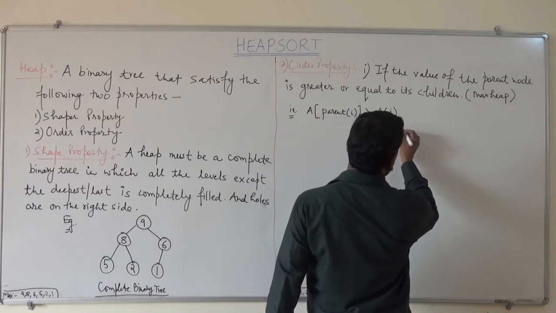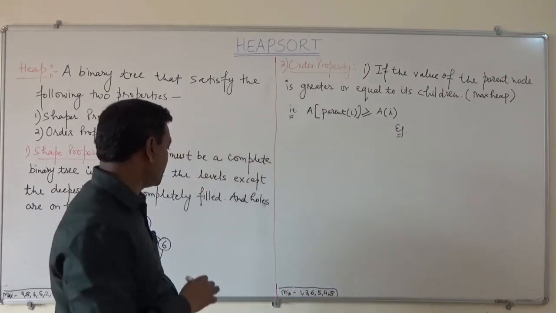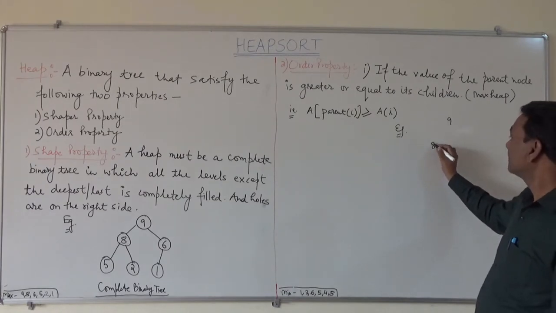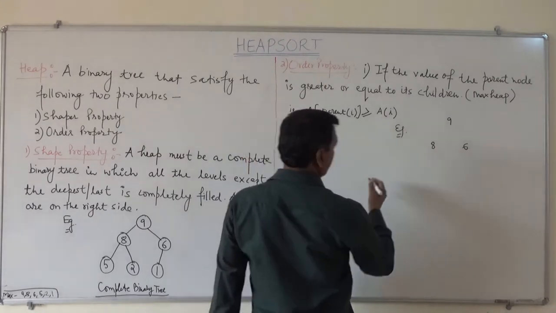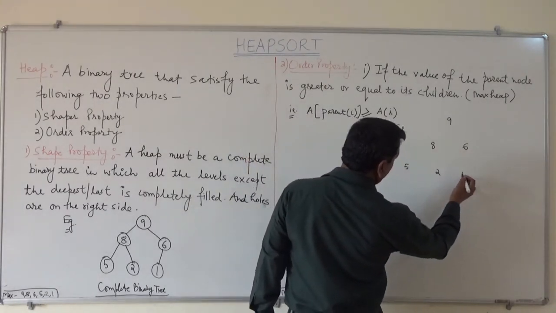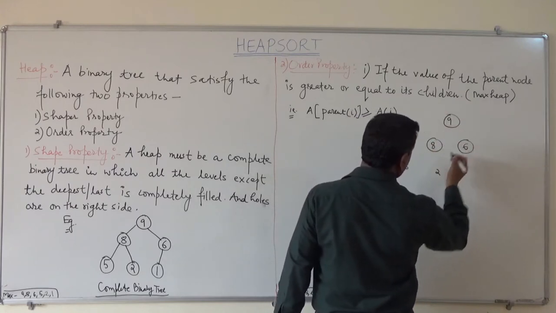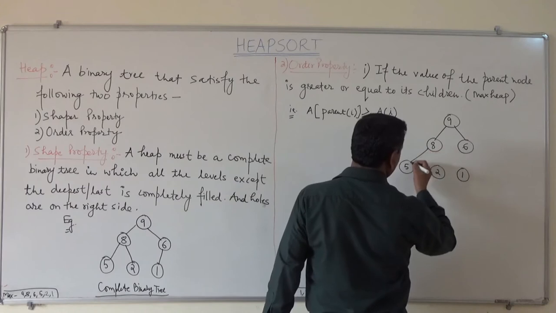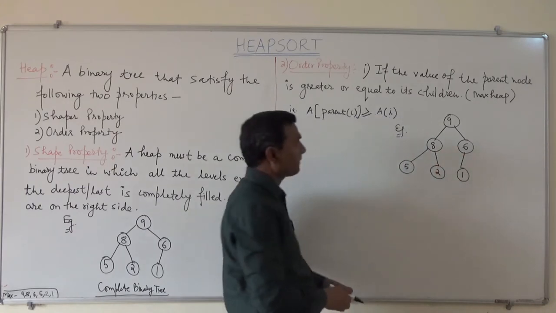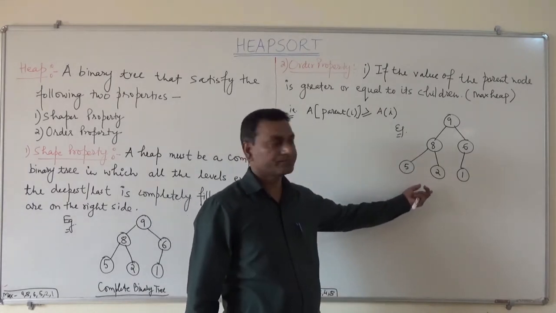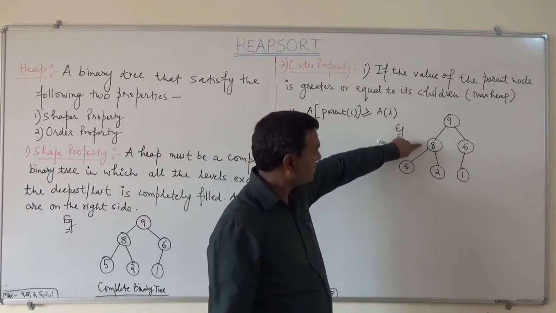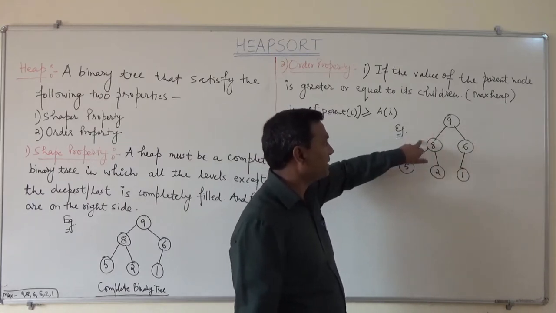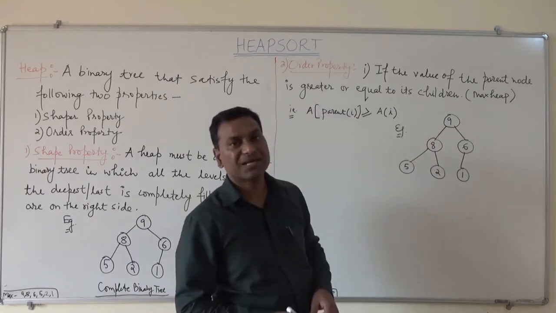For example, we can consider the same example and take 9, 8, 6, 5, 2 and 1. Now here we can see that every parent is greater than its children. This parent is greater than its children because it is greater than 5 and 2. 6 is greater than 1. 9 is greater than 8. 9 is greater than 6. So this is the example of the Max heap.